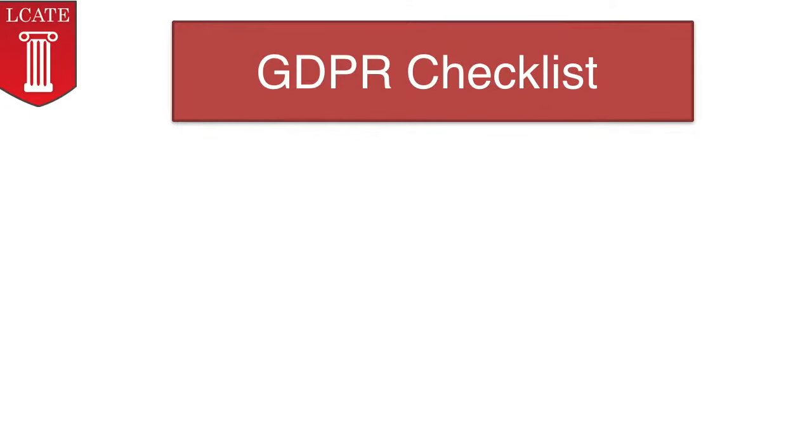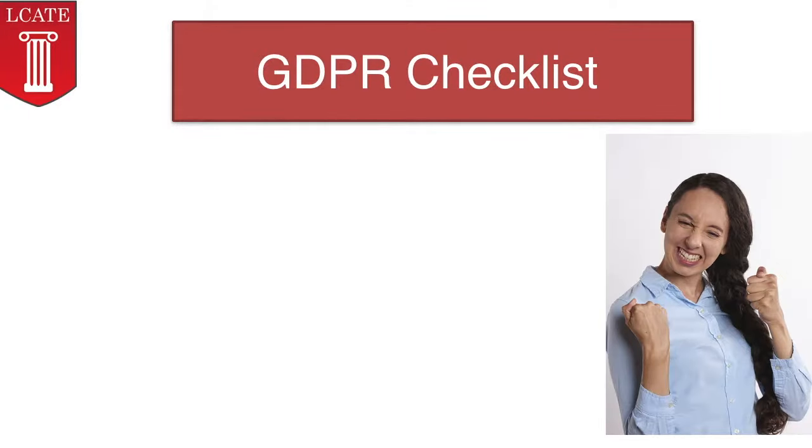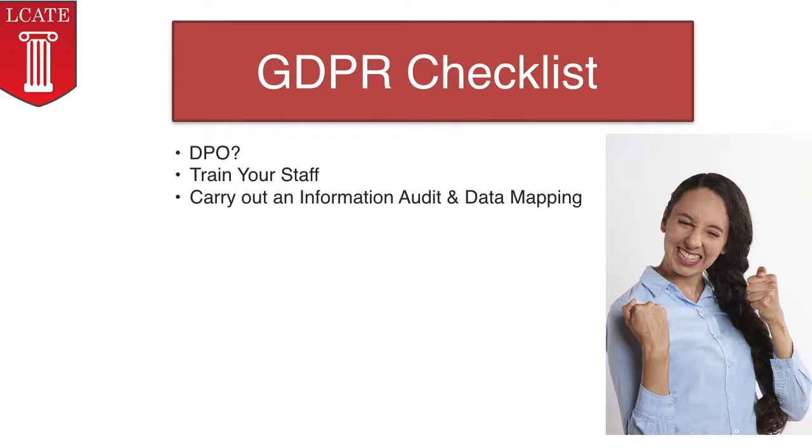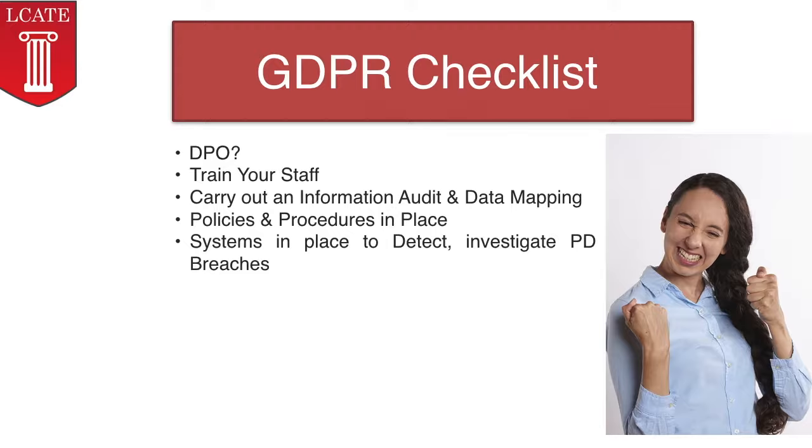Yes, the GDPR checklist has arrived finally. So let's start. Do you need a data protection officer? Train your staff. Remember, 80% of GDPR breaches occur due to human error. Carry out an information audit and data mapping exercise. Make sure you have the policies and procedures in place. You need a retention policy. You need to know how to deal with data subject rights. You need a subject access request policy, and I can actually provide you with all of these in my GDPR toolkit. Make sure you have systems in place to detect, investigate personal data breaches.